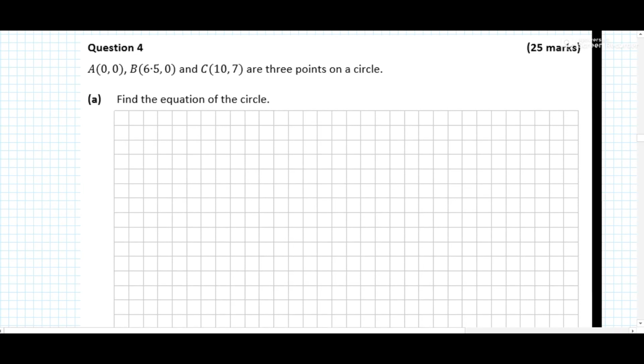So, coordinate geometry, the circle question. You're given 3 points and asked to find the equation of the circle. So first thing you should do, well, there's actually sort of 2 ways to go about the question. There's one quite short way using the coordinate geometry, the circle equation. So you're given this in the log tables.